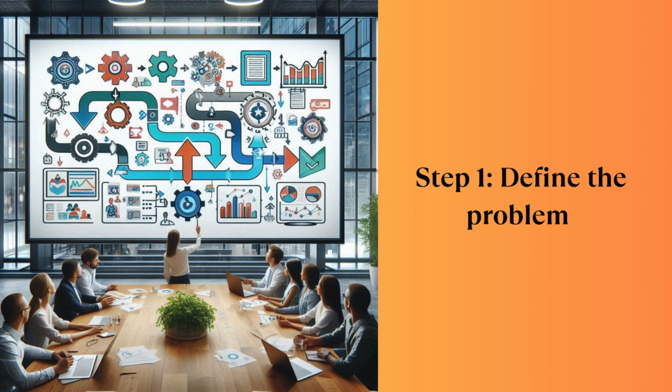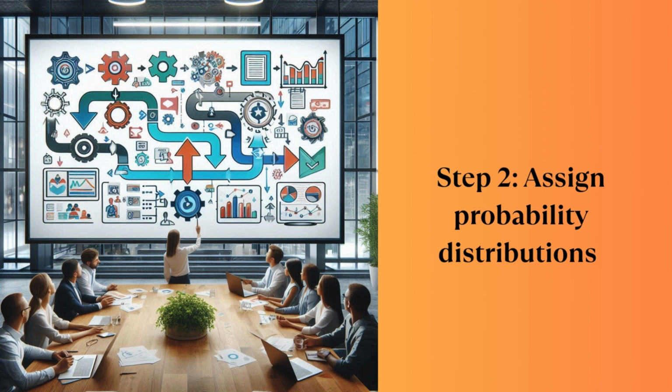Step 1. Define the problem. What variable are we uncertain about? Time, cost, resource, revenue. Step 2. Assign probability distributions. Triangular, normal, beta. We teach how to choose the right one.